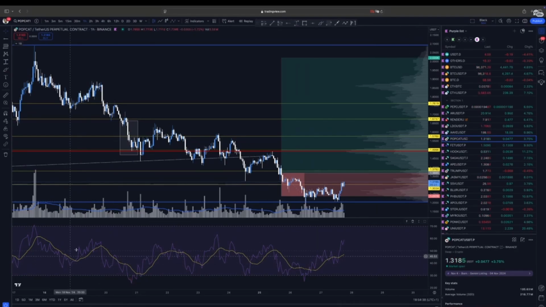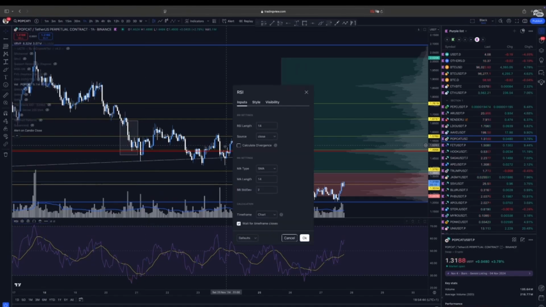What MA? I use the default one. I don't change it. A lot of people change stuff. It's fine the way it is. I'm using the 14. I did change this actually. I don't use the EMA. I use the smooth moving average.